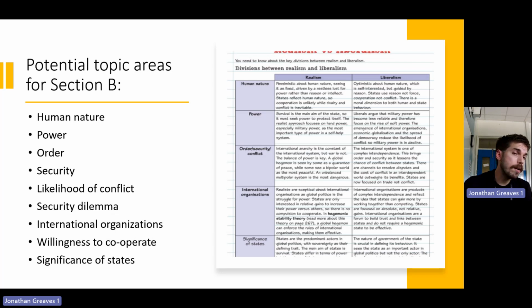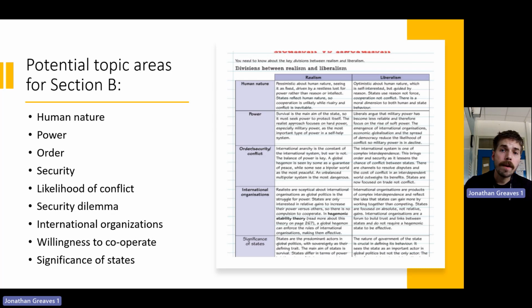All right, so anyway, human nature, power, order, security, likelihood of conflict, security dilemma, international organizations, willingness to cooperate, significance of states. These are all general areas that section B questions will be about. So you just need to be ready for that. And you need to just explain how realists and liberals disagree on the issue in the question. Okay, so I've got a few tips to help you with this.